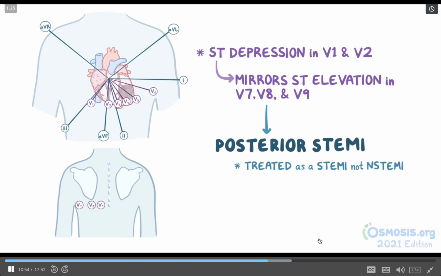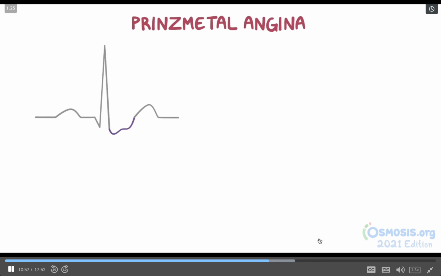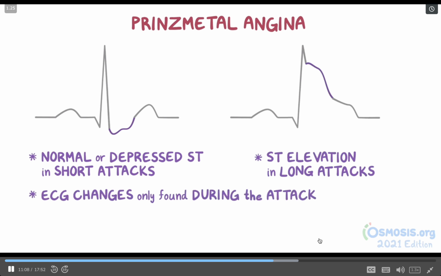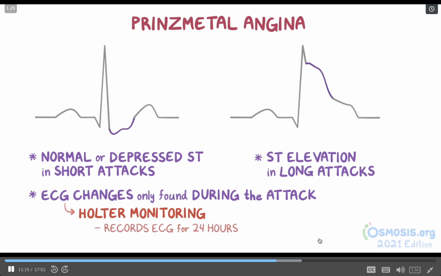Now, Prinzmetal angina might present with a normal or depressed ST segment in short attacks, or ST elevation in long attacks. However, the ECG changes can only be found during the attack, so to spot it, the patient should be put on Holter monitoring, which is a device that records ECG tracings for 24 hours or longer.